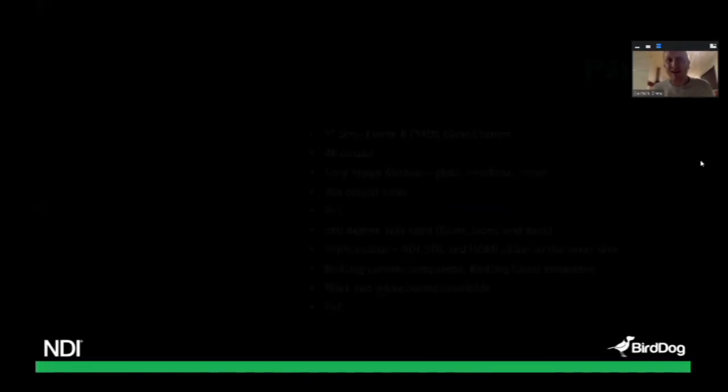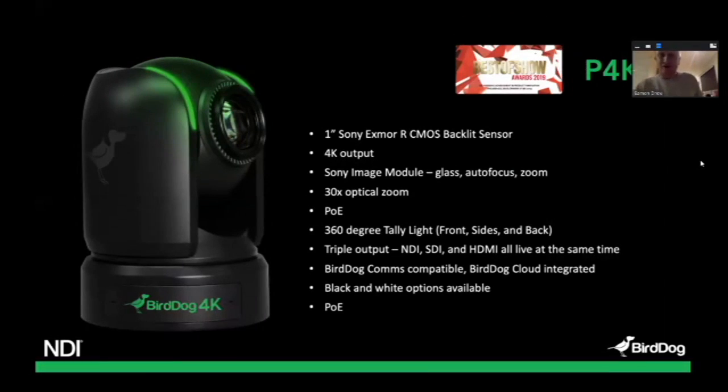I'll be faster. Okay, we also have some 4K products. I just want to show you this one and highlight this one in particular. This is the P4K. This is shipping in about 3 to 4 weeks. It has a Sony 1-inch Exmor R CMOS backlit sensor, 4K output. You've got control over the black level and the gamma control, which are super high-end features for a camera. It's got tally and all that sort of thing as well. But this will give you unbelievably good picture quality for the price.